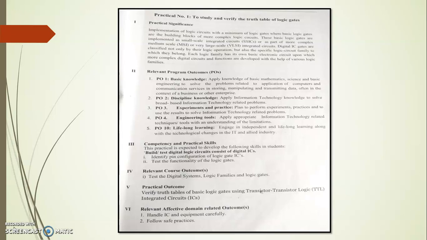Second, what are the relevant program outcomes? So you have to know the basic knowledge. That means apply knowledge of basic mathematics, science and engineering, which is required for calculation, how to transmit data in a computer and store it. Discipline knowledge means applying information technology knowledge to solve information technology related problems, so any problem I give you, you can solve.